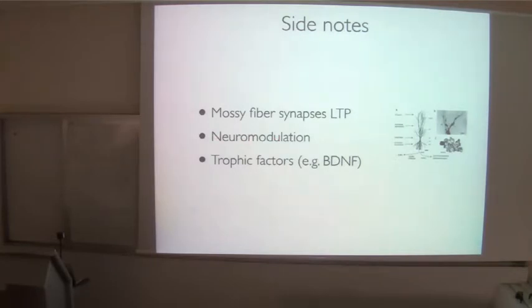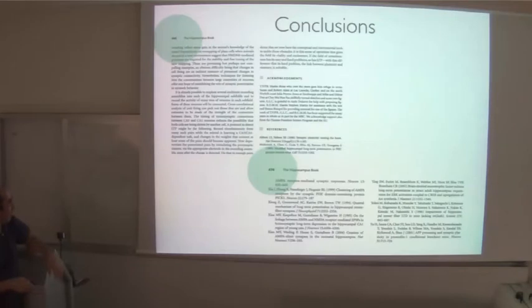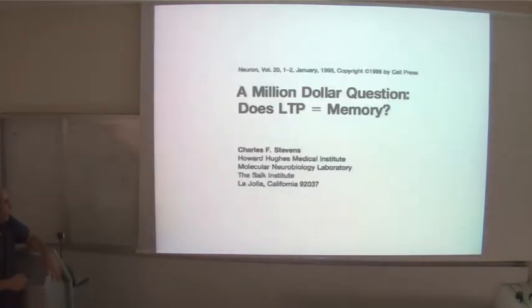So all these things are modulated by all kinds of substances, and also other types of substances called trophic factors. One of them, very famous, is BDNF, which if you add it, you can get LTP really easily. If you take it away, you might not get it at all, depending on the synapse, depending on the dendrite, depending on many things.